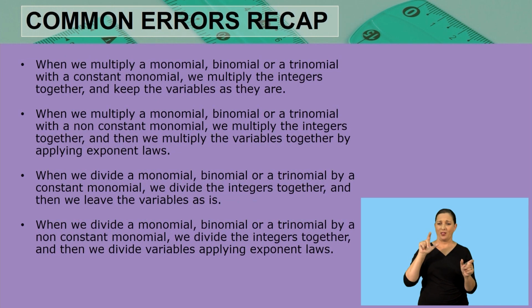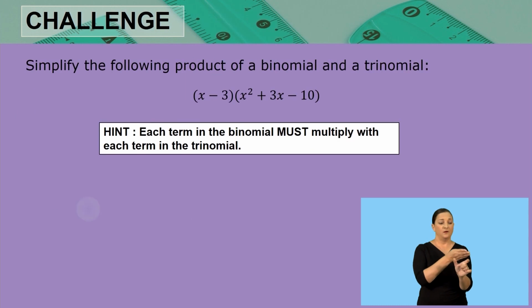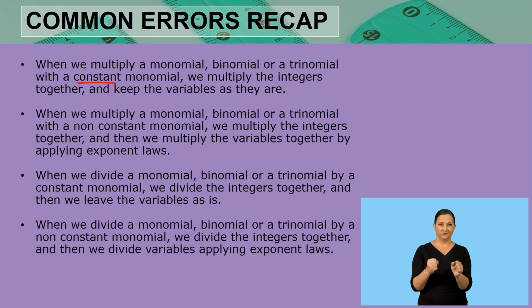Now, let's look at the common errors or the things that you should keep in mind when you are working with polynomials, when you are dividing and multiplying polynomials. So when we multiply a monomial, binomial, or a trinomial with a constant monomial, okay? With a constant monomial, we multiply the integers together and keep the variables as they are. So remember, if the monomial is constant that you're multiplying with, you are going to keep the variables the way they are.